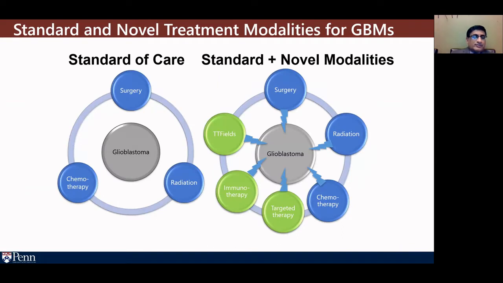The standard of care for the treatment of GBMs includes surgery and chemoradiation therapy. The novel modalities include electrical field therapies, also called tumor treating field, immunotherapies, and targeted therapy. There are various targeted therapies available these days.